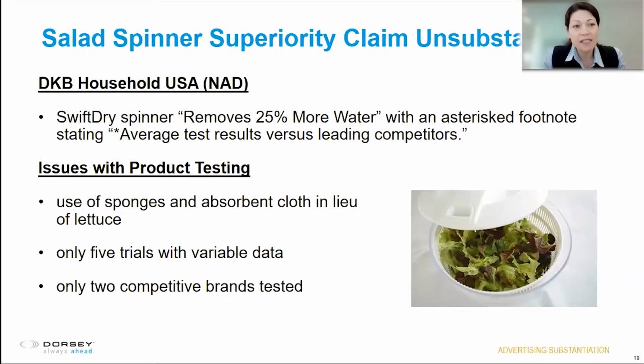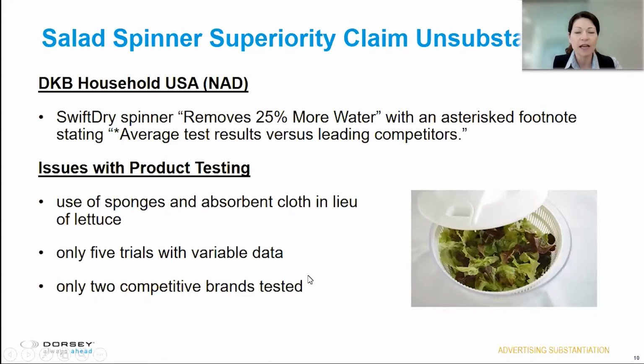So this is an NAD case. This is NKB Household. They have the salad spinner here, which is pictured. The claim is that it removes 25% more water, and there was an asterisk footnote stating average test results versus leading competitors. And that footnote wasn't used in all cases where the claim was actually made. So it was used kind of intermittently and variably. I think on social media, for instance, it might not have been used in other websites.